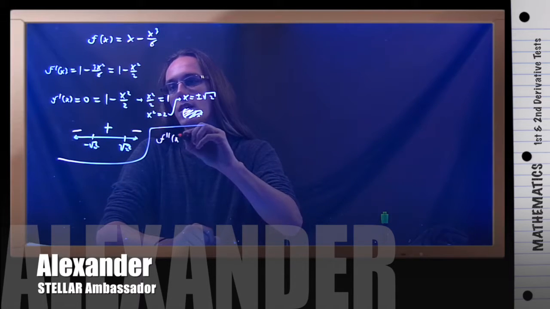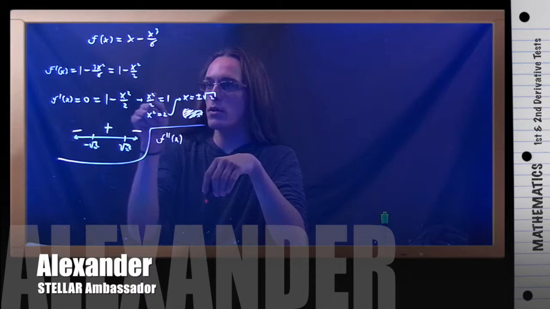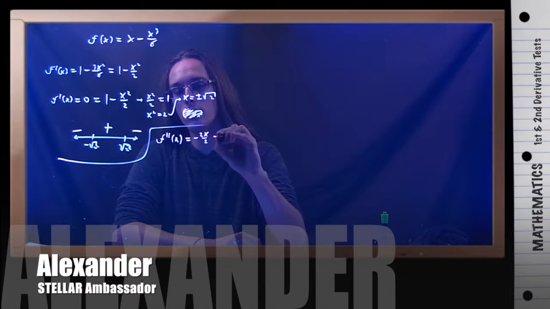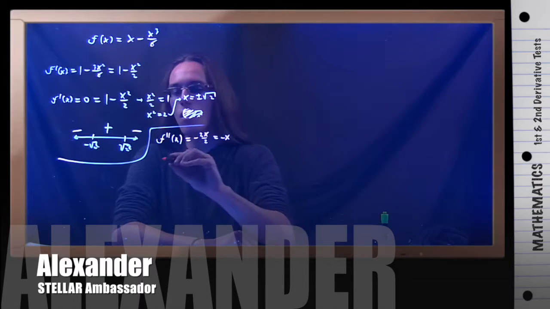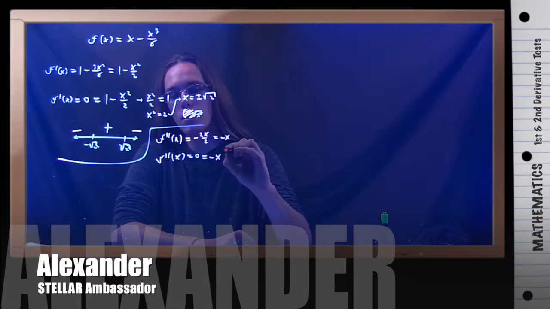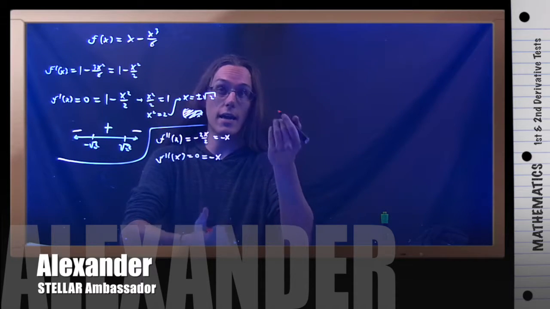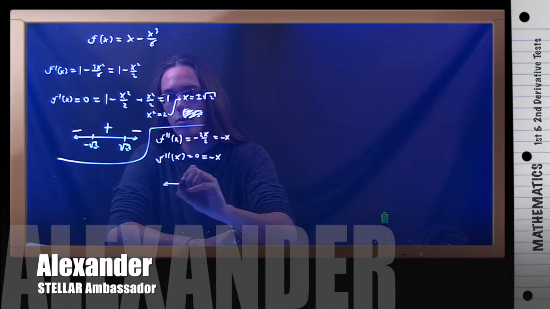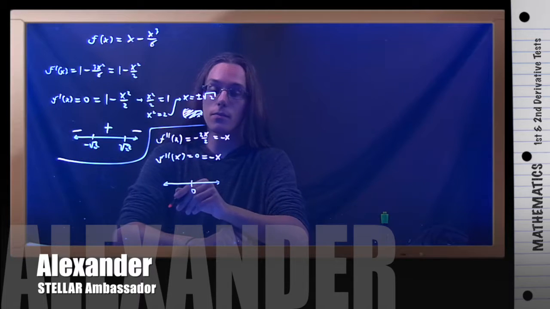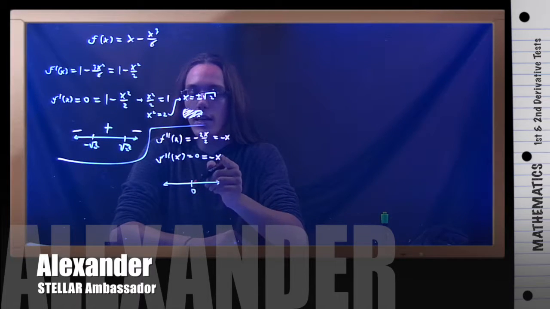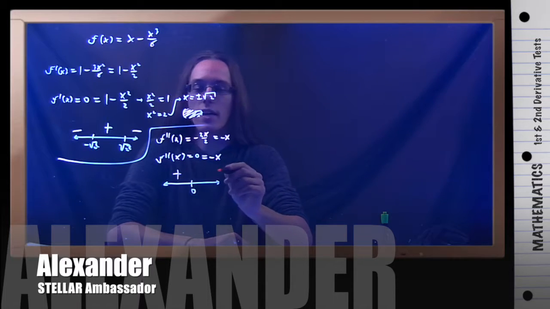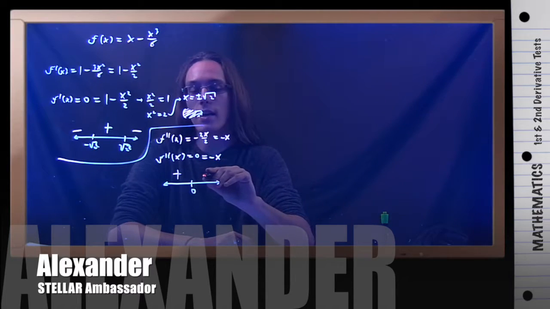For f double prime, I just take the derivative of this again. Until the 1 goes away, I bring down the 2. So I get negative 2x over 2, which is just negative x. All right, f double prime, where does that equal 0? Well, since I just have an x, that's just going to be equal to 0 at 0. So let's investigate that interval as well. If I pick something less than 0, well, negative anything less than 0 is actually positive, right? Two negatives make a positive. And then over here, if I do negative of a positive number, I get negative.